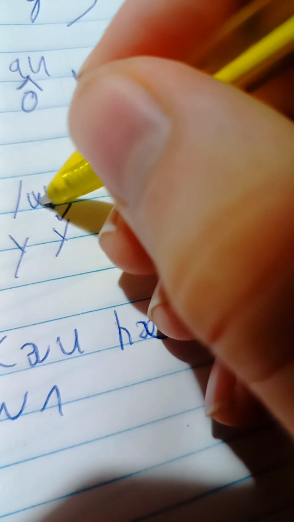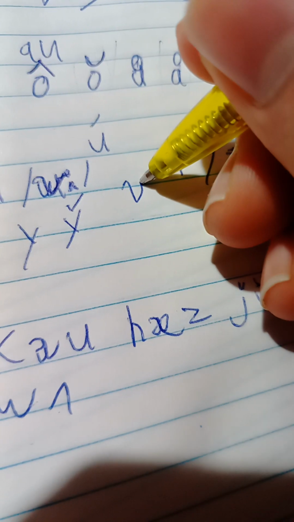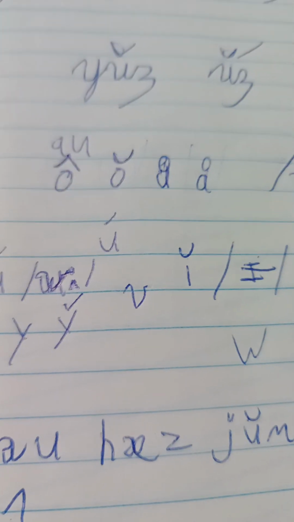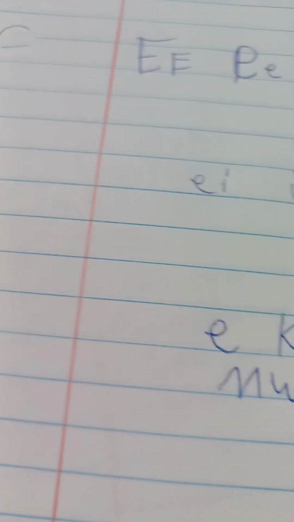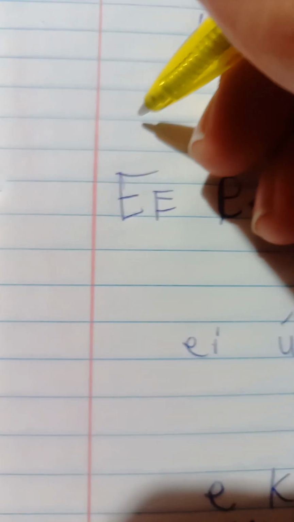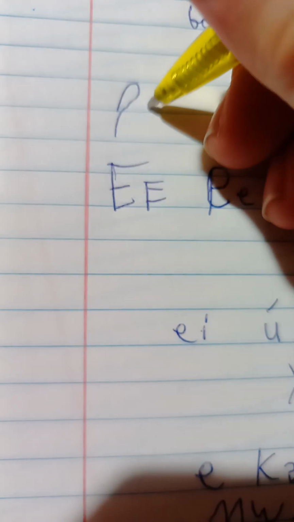Actually, this is actually supposed to be written more like that. More like something like that. And then W is supposed to represent ooh, because it's a W. Now, what actually is, what sound is this.